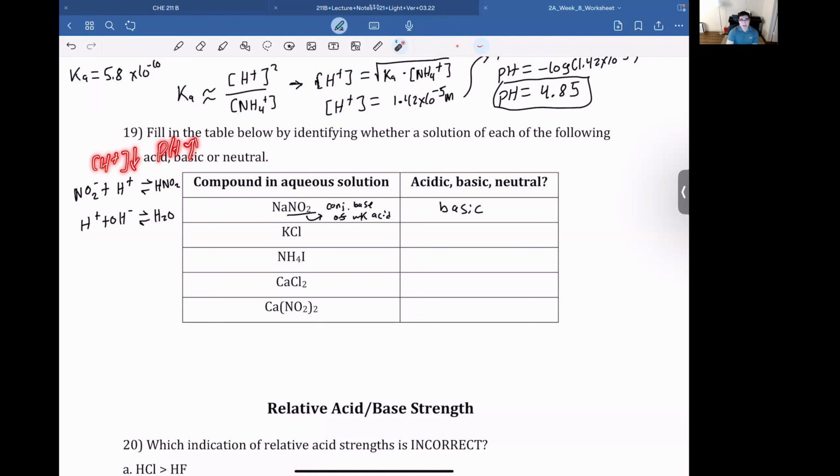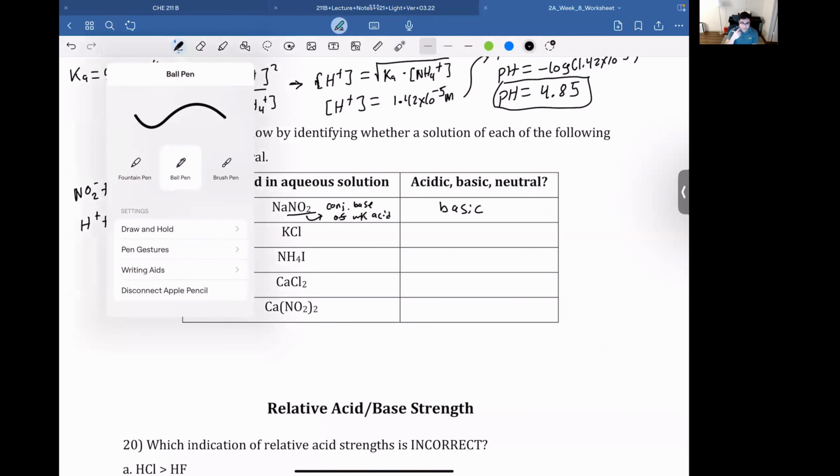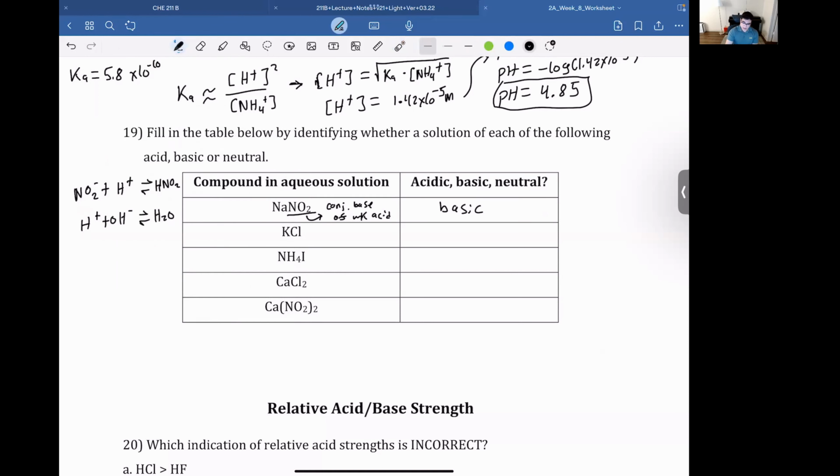Right? Because more hydrogens, pH goes down, less hydrogens, pH goes up. So there are two ways you can explain it. For KCl, it's neutral. It's just potassium, which is not a weak acid, and chlorine, which is not a conjugate base. It's a conjugate base of a strong acid, but it's not the conjugate base of a weak acid. So basically, again, there's no equilibrium. That's what we're looking for here.